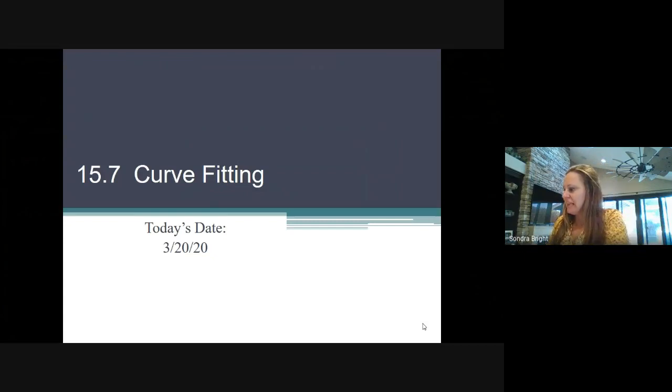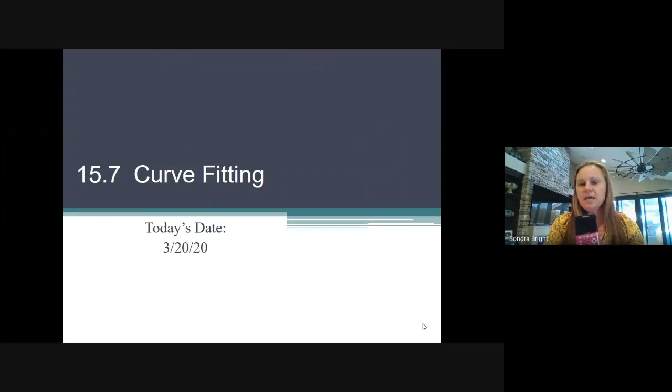We're going to do the very last lesson. It's going to be interesting because you do need your graphing calculator. So if you don't have your graphing calculator, you should pause the video right now and go grab it, because we're going to be doing some curve fitting using your graphing calculator. All right, go grab it.